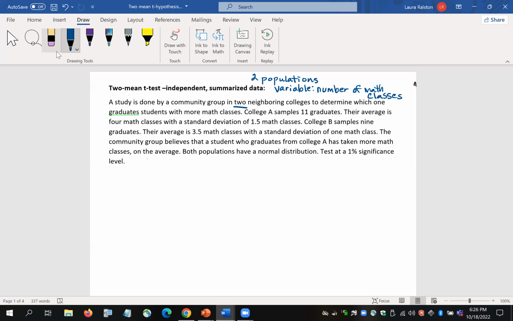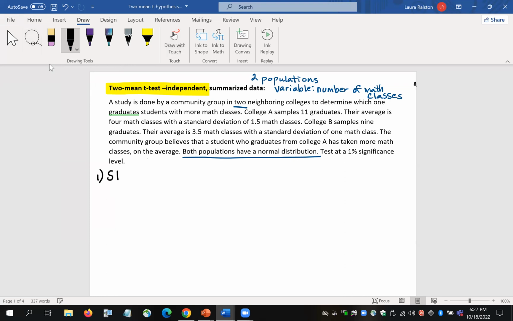The other thing that's important to me is near the end here where it tells me that we have a normal distribution. The fact that I have 2 populations with 1 variable and I want to compare them, and I have a normal distribution, is what allows me to conduct a two-mean independent t-test. Now, the process for this test is the same 5 steps that we've been doing for what seems like forever.